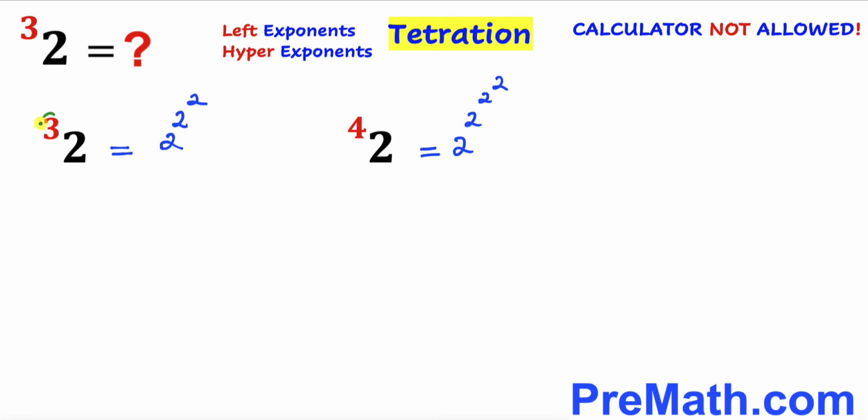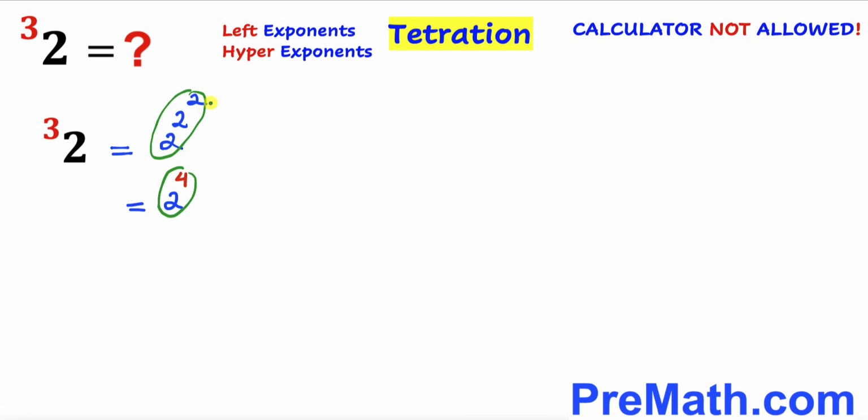So if this left exponent is 3, then we are going to have these 3 times. If the left exponent is 4, then we are going to have these 4 times, and this goes on and on. Whenever we are dealing with these nested exponents, we are going to go from top to bottom. So we focus on this 2 power 2 first, and we know 2 power 2 is 4. So this whole thing becomes 2 power 4.